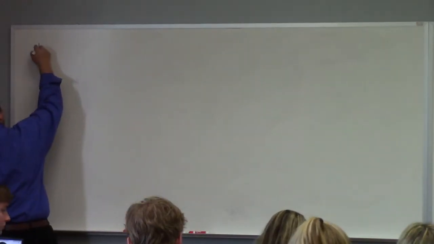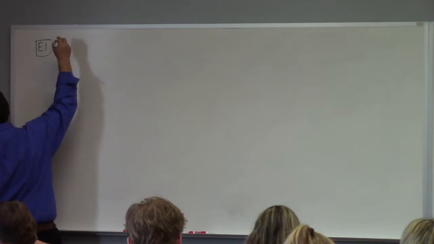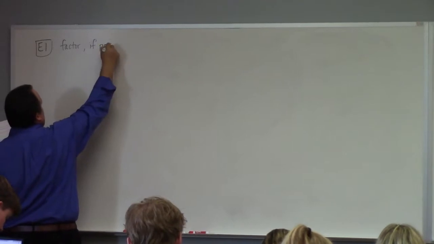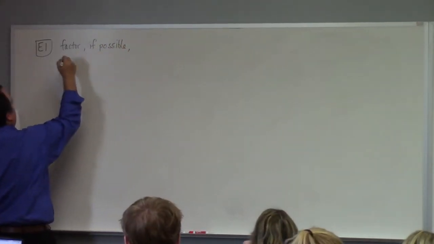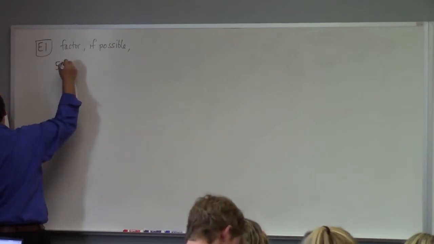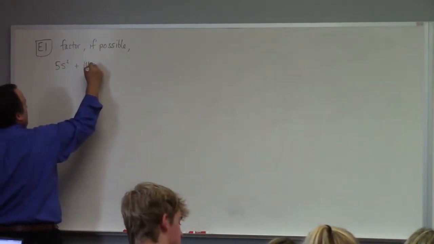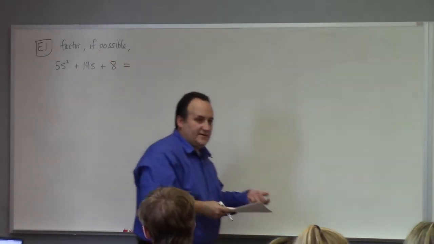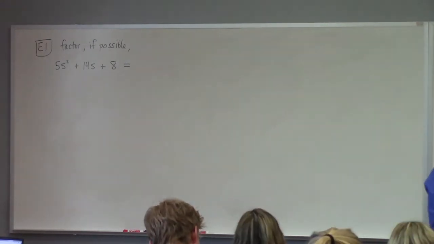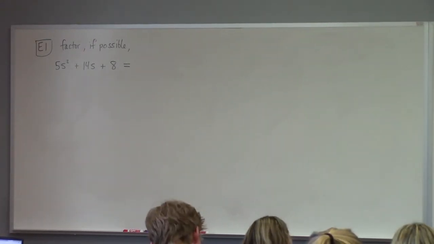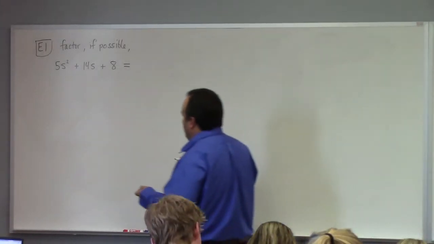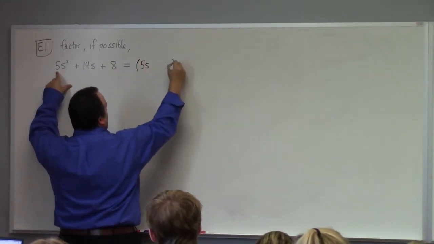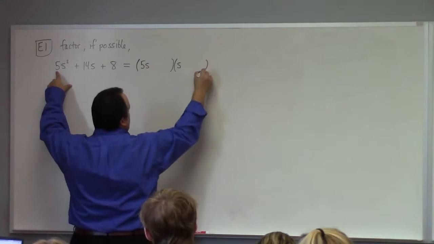So example 1. Here we're supposed to factor, if possible. And here it is. We have 5s squared plus 14s plus 8. All right, so we're either supposed to factor it or check the box and say it's prime, right? So let's try to factor it. With 5 here, I'm going to try something like 5s and put an s over here like that.